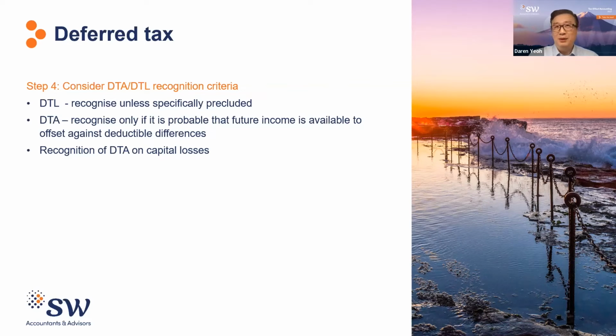In relation to capital losses, it's a little bit more difficult to demonstrate that it is probable that you're going to use those capital losses. You need to show two things. One is there's something on your balance sheet that you're going to dispose of for a capital gain enough to absorb those capital losses. And two, you intend to dispose of that asset in the foreseeable future. So that's a more, I guess, difficult criteria to satisfy.